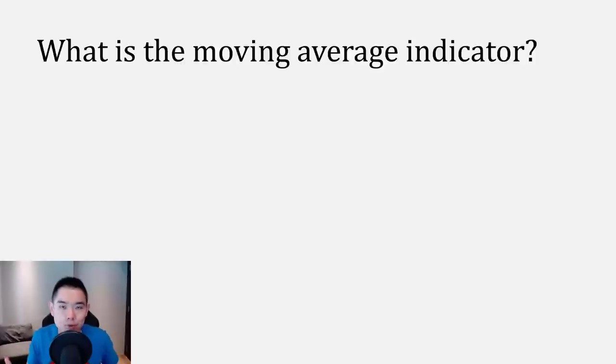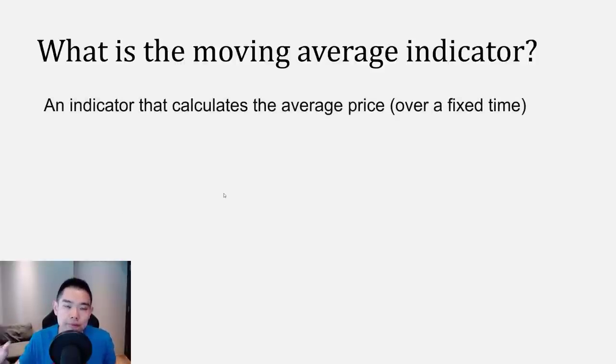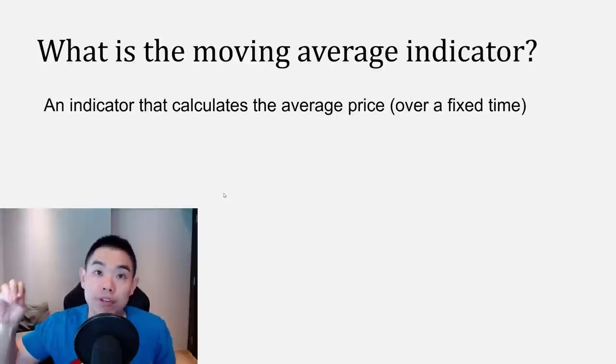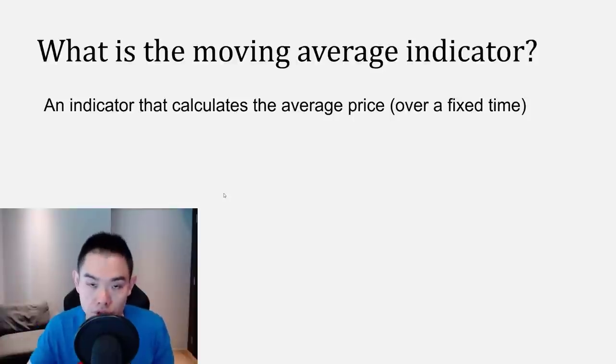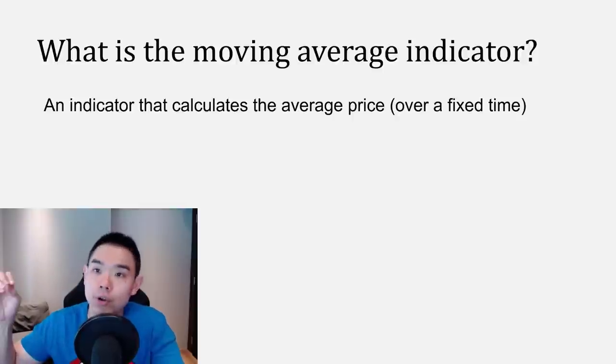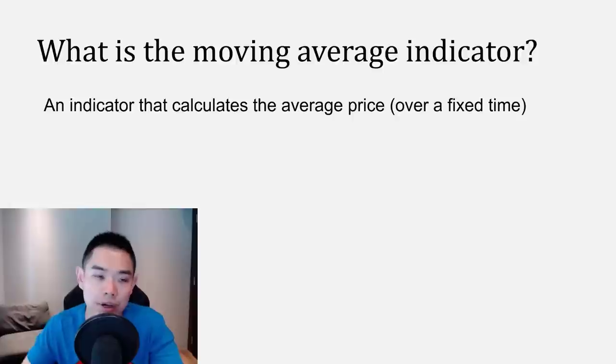First, what is the moving average indicator about? Simply put, the moving average is an indicator that calculates the average price over a fixed time period. So let's say you have a 10 period moving average on your chart, it simply calculates the average price over the last 10 candles. So if you're on a daily time frame, it calculates the average price over the last 10 days. If you are using a 50-day moving average, it calculates the average price over the last 50 days.